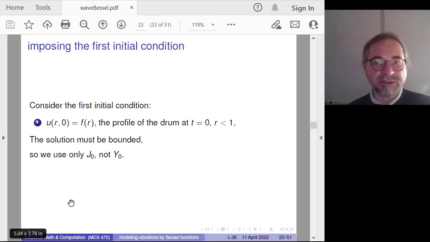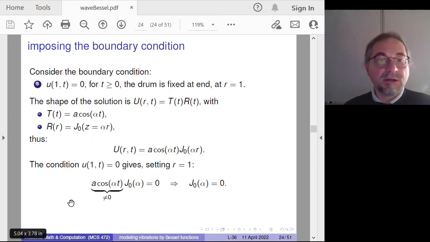This slide essentially states what I just said. We have this initial condition where we have a bounded function everywhere, so we have a bounded profile. So we will work only with the Bessel functions of the first kind, not those of the second kind.